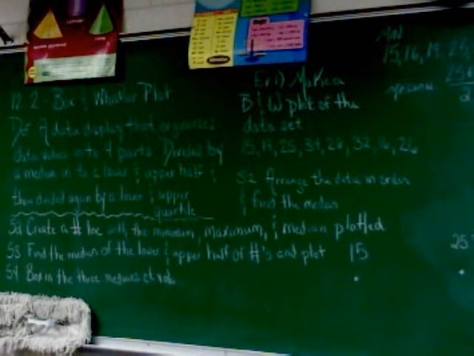Okay. Next step. Find the median of the lower and upper half of numbers and plot. The median divides the list into two equal parts. So we said our median originally was between 25 and 26, right there. That makes everything less than it the lower half, and everything bigger than it the upper half. I've now got to find the median of that lower and upper half.